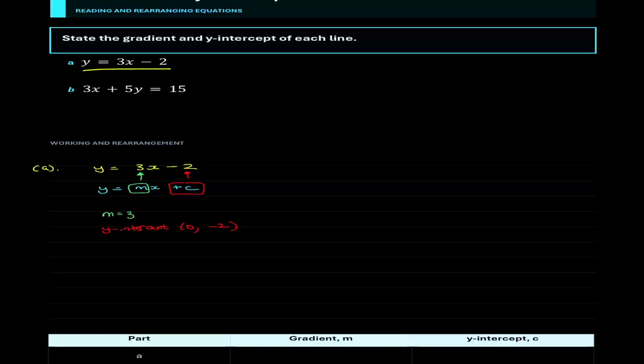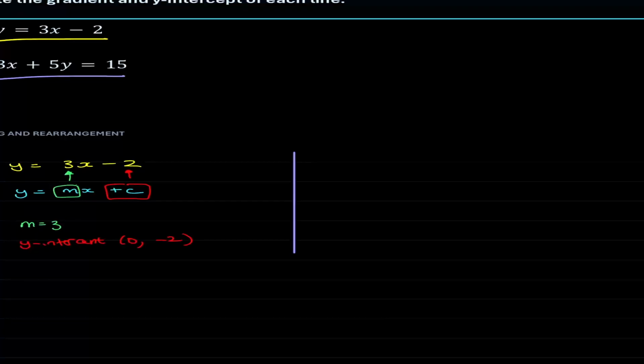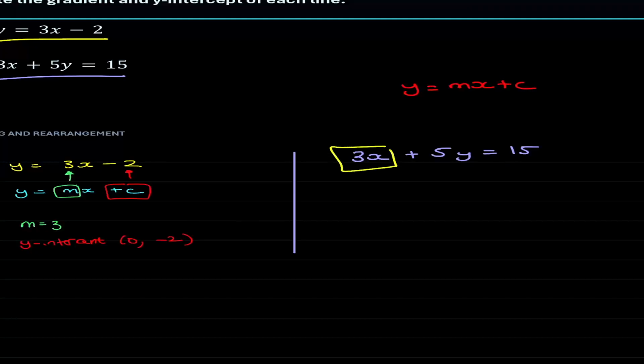Okay, let's do the second one. Let's just make some room. Okay, so this time for question B, we have 3x plus 5y equals 15. Okay, so we want to work out what the gradient and the y-intercept is. So we need to make it in the form of y equals mx plus c. So we need to make y the subject. So we're moving the 3x to this side. So we're left with 5y equals 15 take 3x.